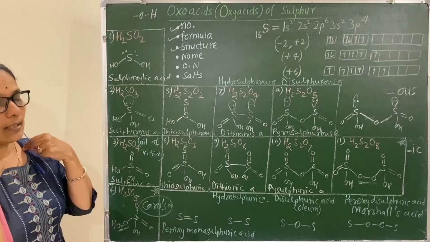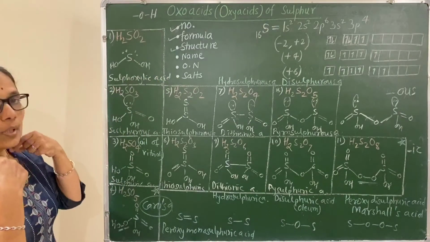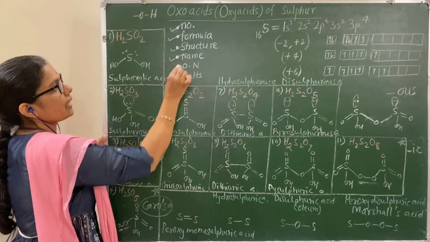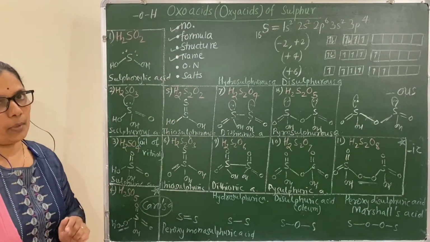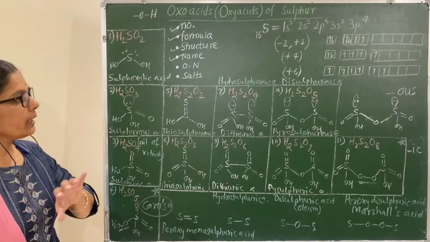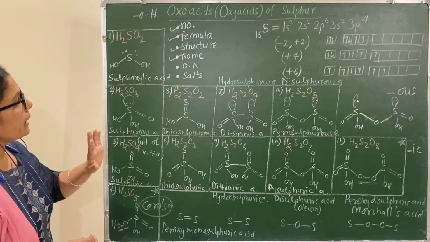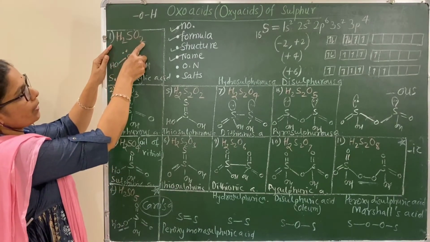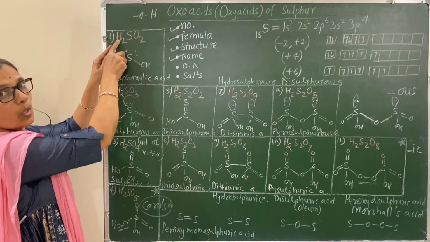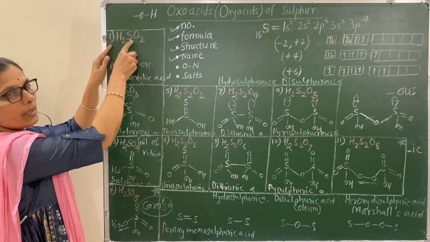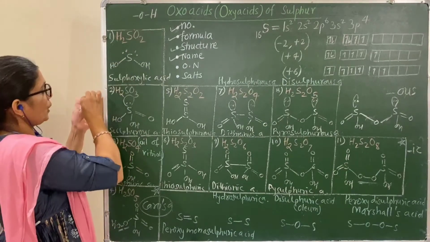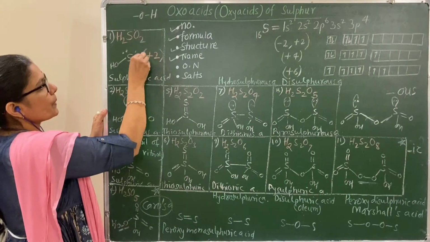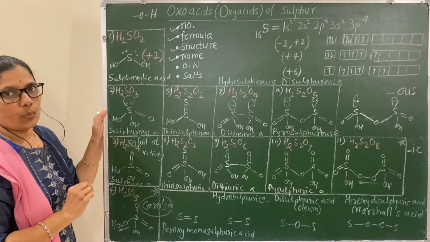Sulfoxylic acid. Now, understood the name? This is the S series and this is the X series, their names. Now, oxidation number. You know how to calculate. Just let us see some examples here. Now, this one: minus 2 times 2 is minus 4, plus 2, minus 2, therefore it is balanced by plus 2. Here the oxidation number of sulfur is plus 2.